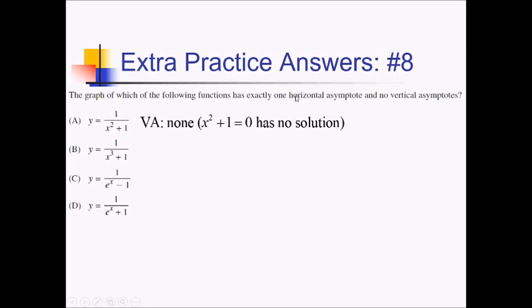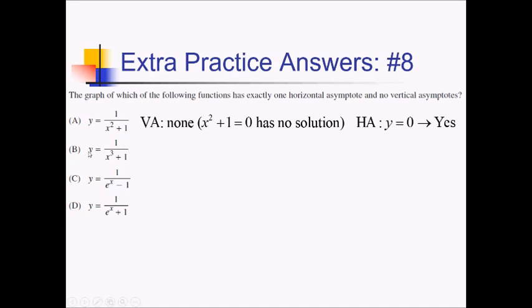Now let's talk about the horizontal asymptote. This is a bottom-heavy function, so the horizontal asymptote on this one, just using basic pre-calculus reasoning, is going to end up being 0. So this is actually looking like a pretty good one. We're going to say this is a yes for now. Let's see if there's a better answer choice out there, or if we can eliminate the other ones.